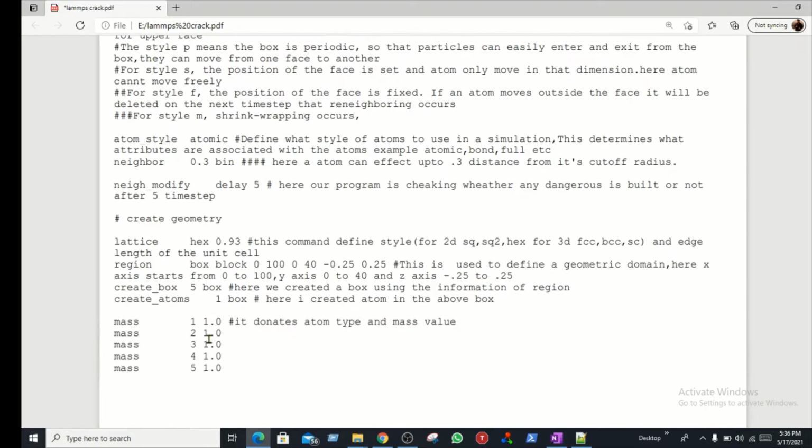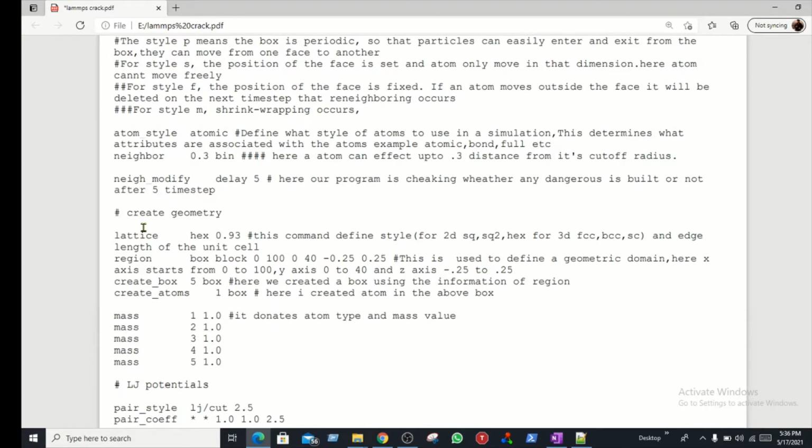Okay, now we are going to create our geometry. Here lattice hex, and hex means we are going to create a hexagonal geometry. That's why we are using hex. If you want to use a 2D simulation box, then we will use sq, sq2, and etc. And the edge of this simulation box is 0.93.